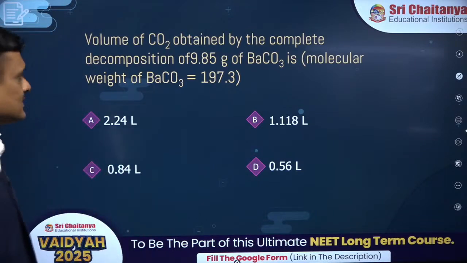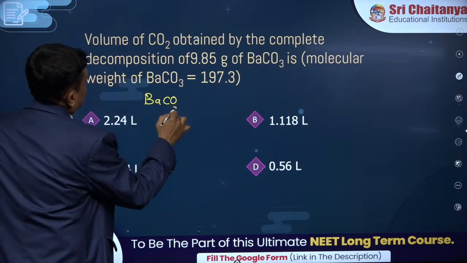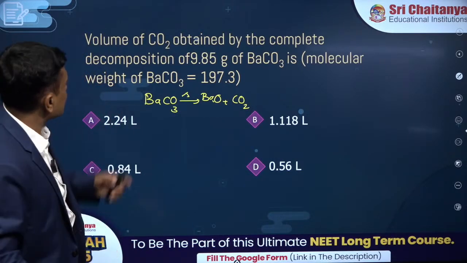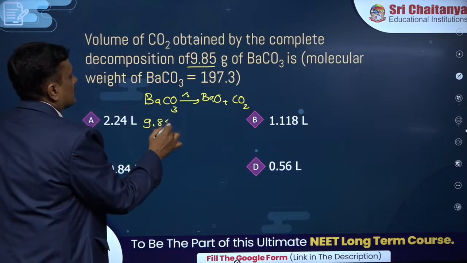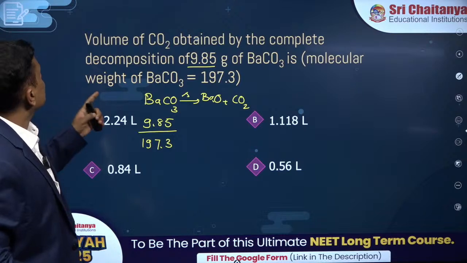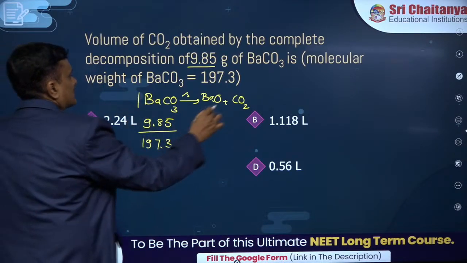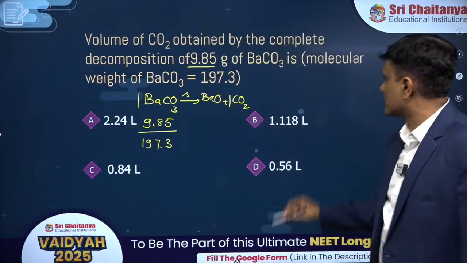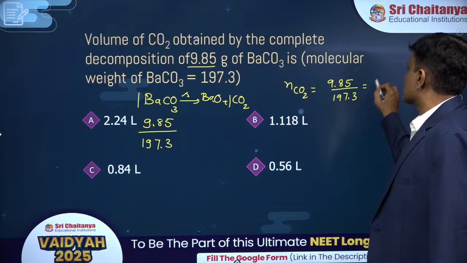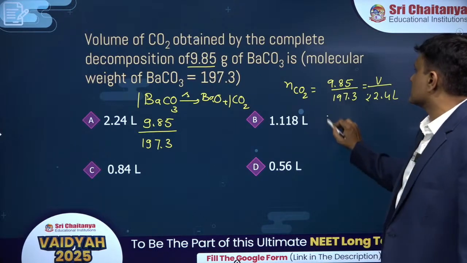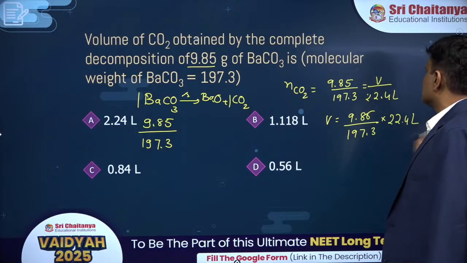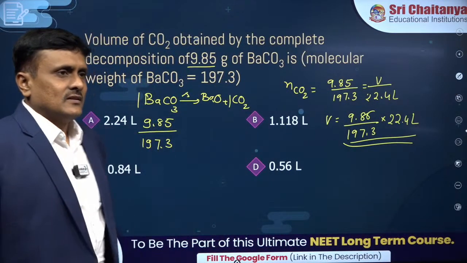BaCO3 stoichiometry, buddies. BaCO3 decomposes. Only simple stoichiometry questions are asked, even the calculation is not so difficult, buddy. First of all, you have to write the equation and balance it. After that, convert the mass into moles. Molar mass is not to be calculated, it is given already. Now, what is the question? Volume of CO2 obtained at STP, obviously. 1:1 is the mole ratio. You can see the number of moles of CO2 obtained is the same as the number of moles of barium carbonate. And at STP, the number of moles is calculated as V divided by 22.4 liters. So, V is equal to 9.85 by 197.3 into 22.4 liters. Whatever it is, maybe option B. Yes, correct.